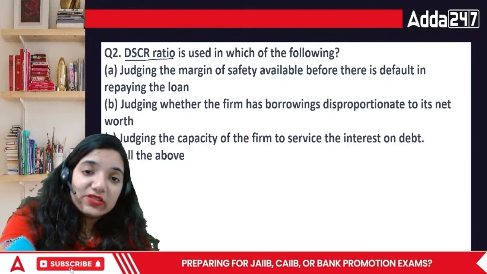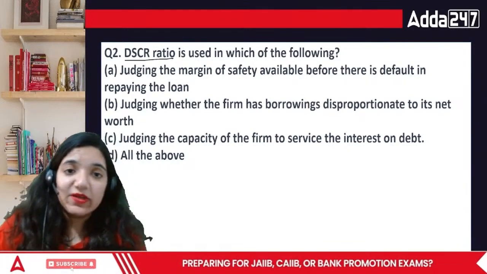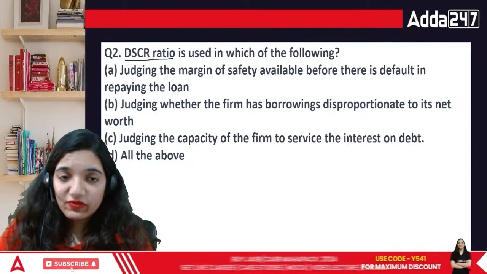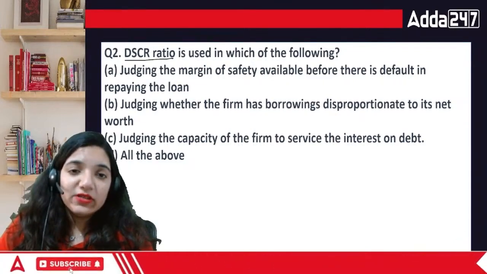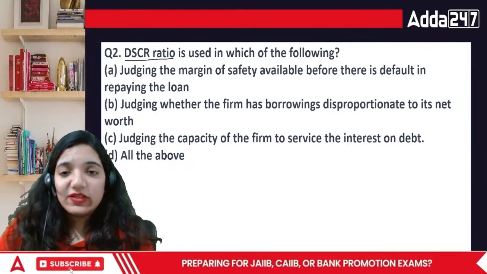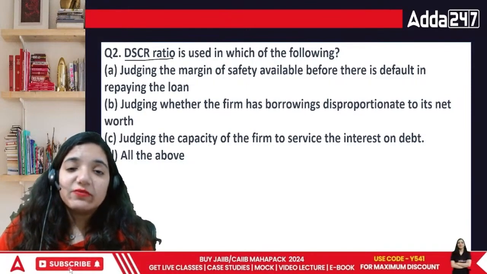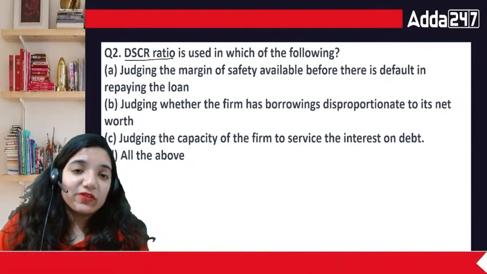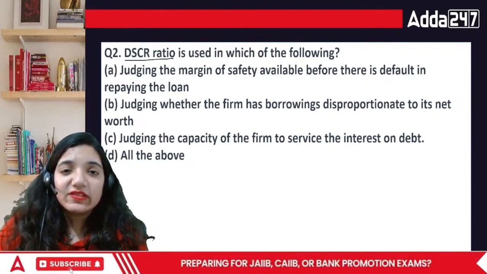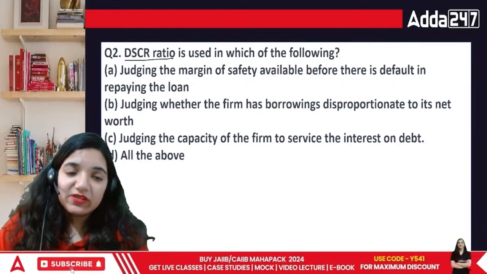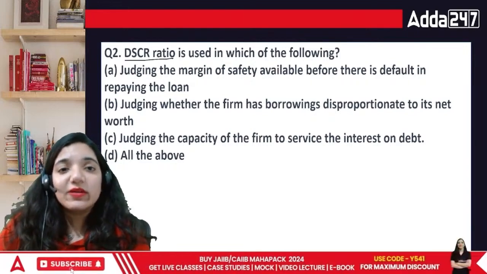So based upon this, what would be the answer, everyone? Judging the margin of safety available before there's a default in repaying the loan, judging whether the firm has borrowing disproportionate to its net worth, judging the capacity of the firm to service the interest on debt, or all of the above. It's not all of the above, because margin of safety and the capacity of the firm to service is just not something which they choose. In this case, there's only one point, that is B.